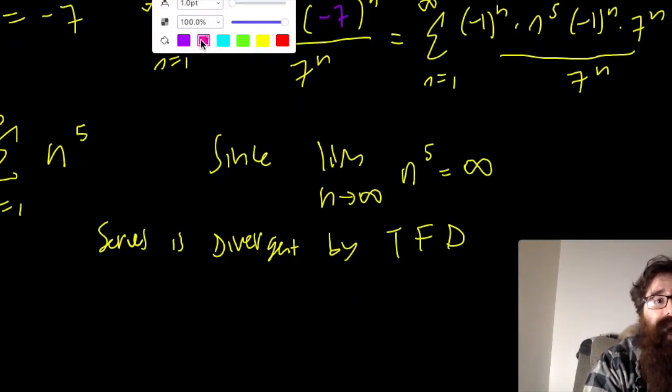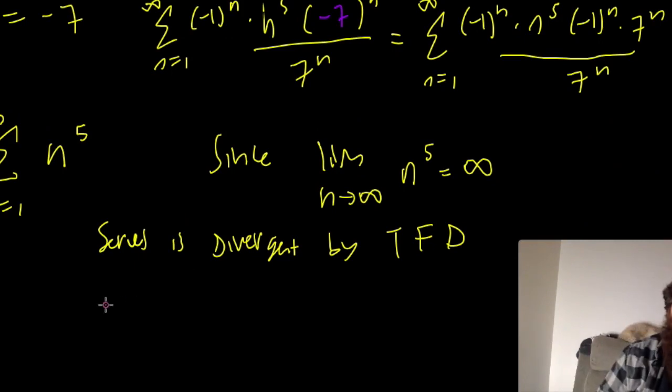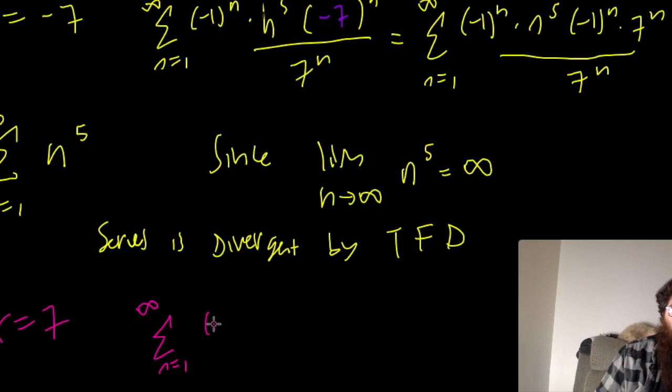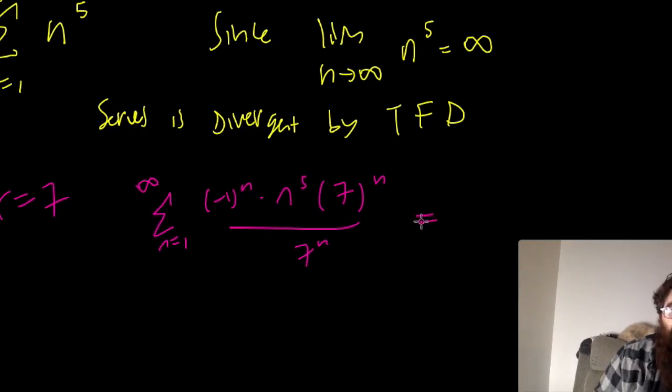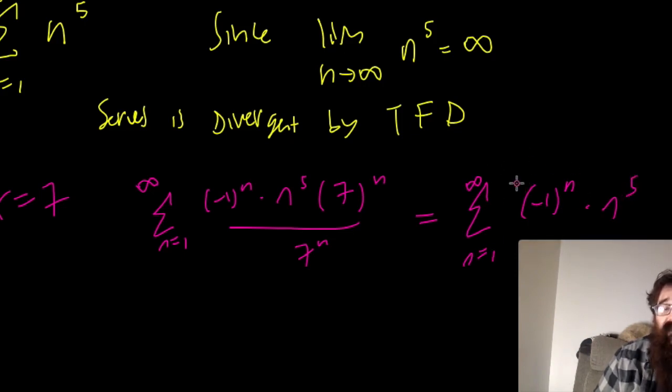And then let's take a look at the other endpoint, x equals +7. So now I'm going back to my series. We're saying the sum from n equals 1 to infinity of -1 to the n times n to the 5th times x to the n, all divided by 7 to the n. But remember, for x to the n, I'm replacing x with +7 now. So we substitute that in. And this is going to simplify pretty quickly as well. 7 to the n on top and bottom is going to cancel. So I'm left with the sum from n equals 1 to infinity of negative 1 to the n times n to the fifth. And this is what I want to talk about.